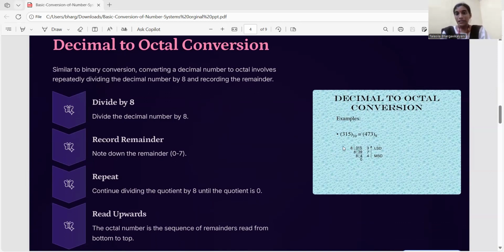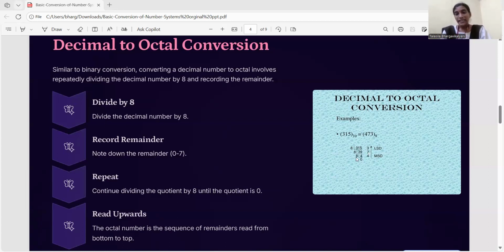Here, an example. 315 base 10 means 315 decimal number. We need to convert the 315 decimal number to octal number. We need to divide that 315 with 8. We'll get remainder 3 and coefficient 39. We need to divide the 39 with 8. The coefficient is 4 and the remainder is 7.